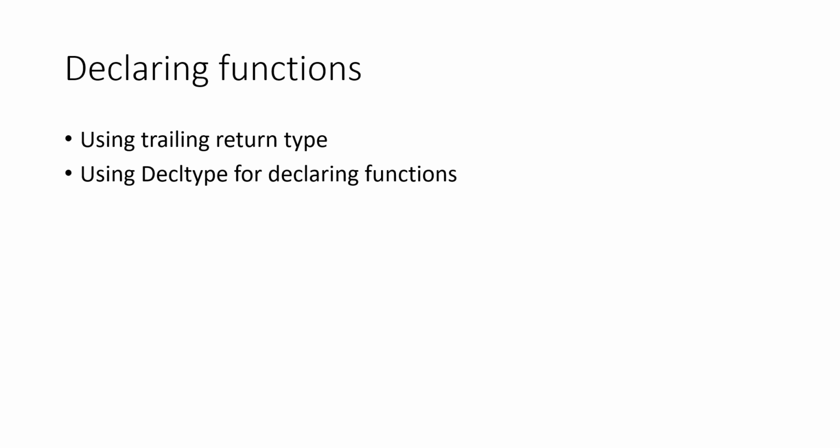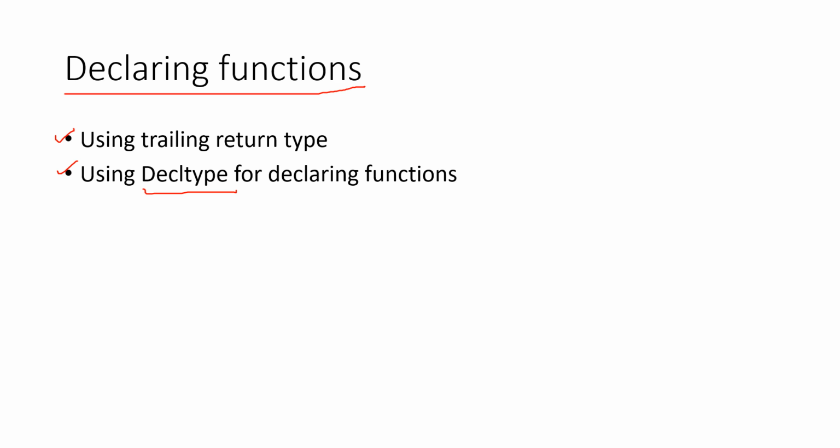So let's start. First of all, we would see how we declare a function in the new standard. Okay, so there are two methods of doing this. Either you can use trailing return type, or you can use decltype for declaring a function. Okay, so decltype you may have heard earlier if you have seen my videos.